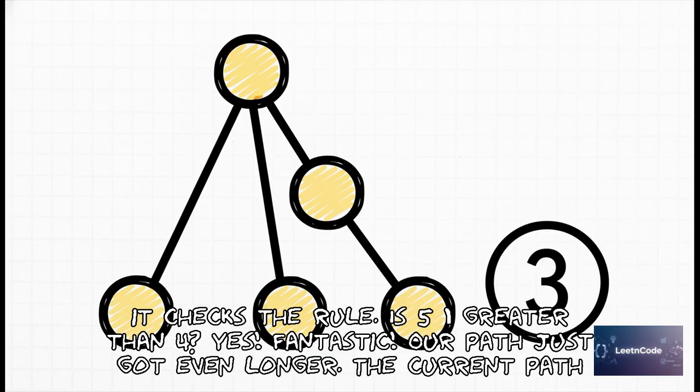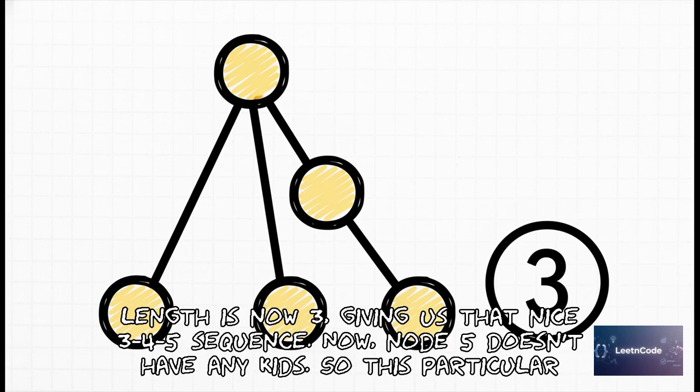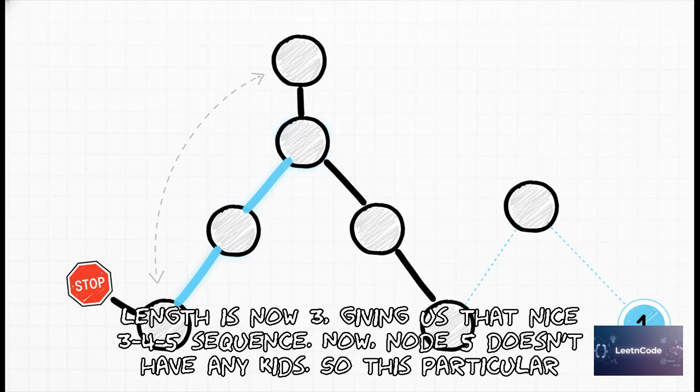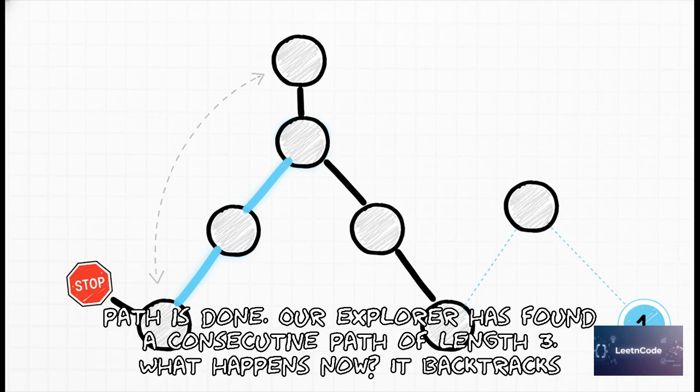And again, it checks the rule. Is 5 one greater than 4? Yes. Fantastic. Our path just got even longer. The current path length is now 3, giving us that nice 3, 4, 5 sequence. Now, node 5 doesn't have any kids, so this particular path is done. Our explorer has found a consecutive path of length 3.